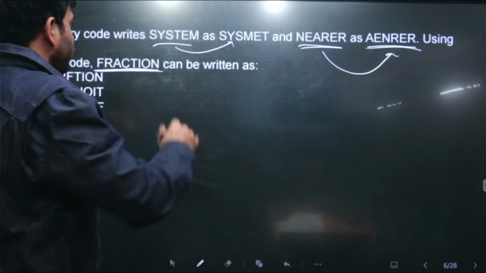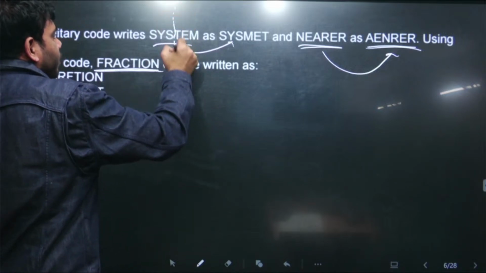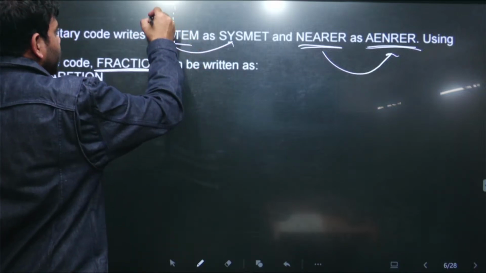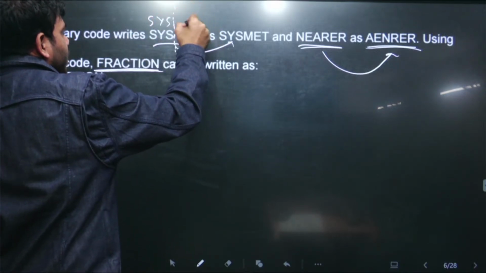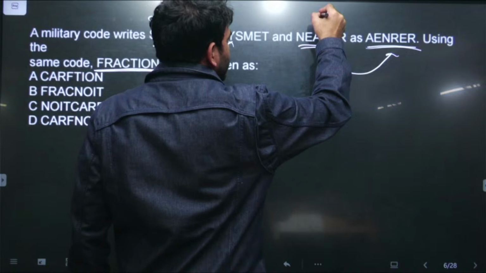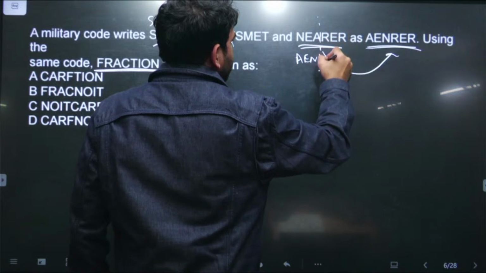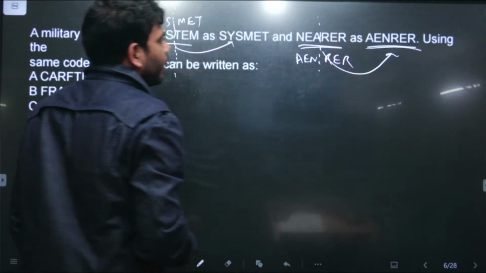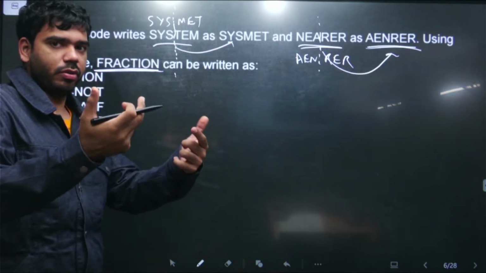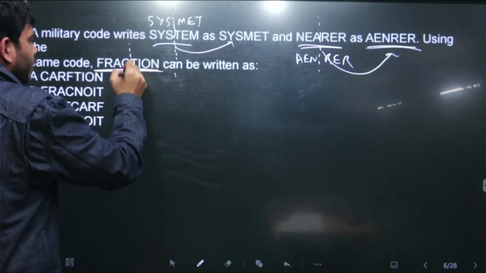Observing the code, we can say this is a 6 alphabet word. 6 different alphabets are there. So reversing each group of three alphabets, reversing SYS we again get SYS, and reversing TEM we get MET. Similarly for NEARER, reversing NEA we get AEN, and reversing RER we get RER. So it means we have to break the word from the middle, and reverse the two different parts of the word.